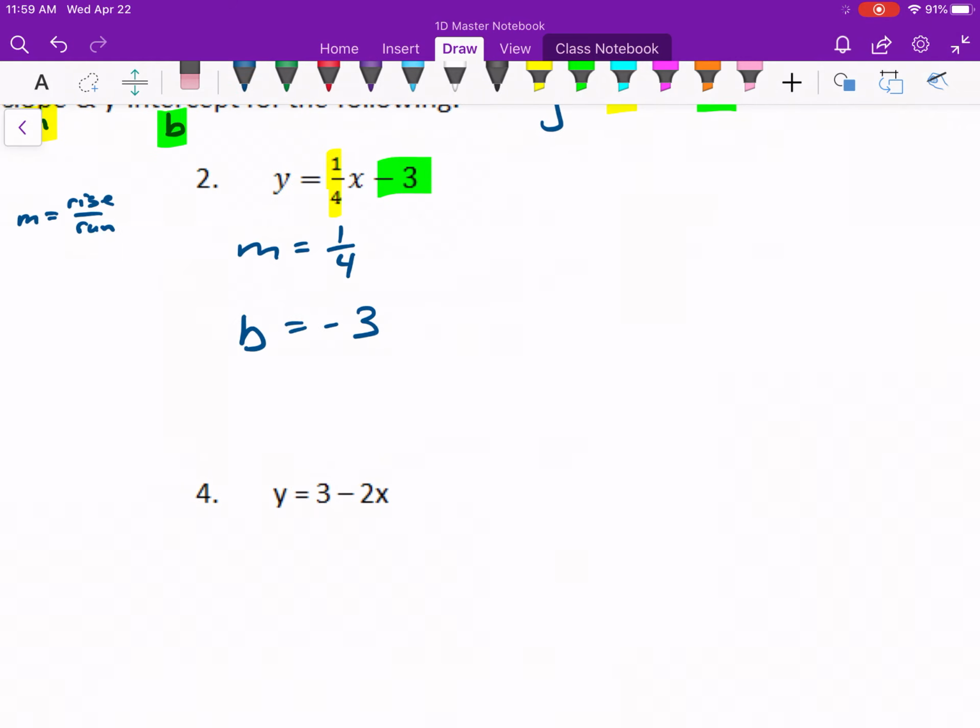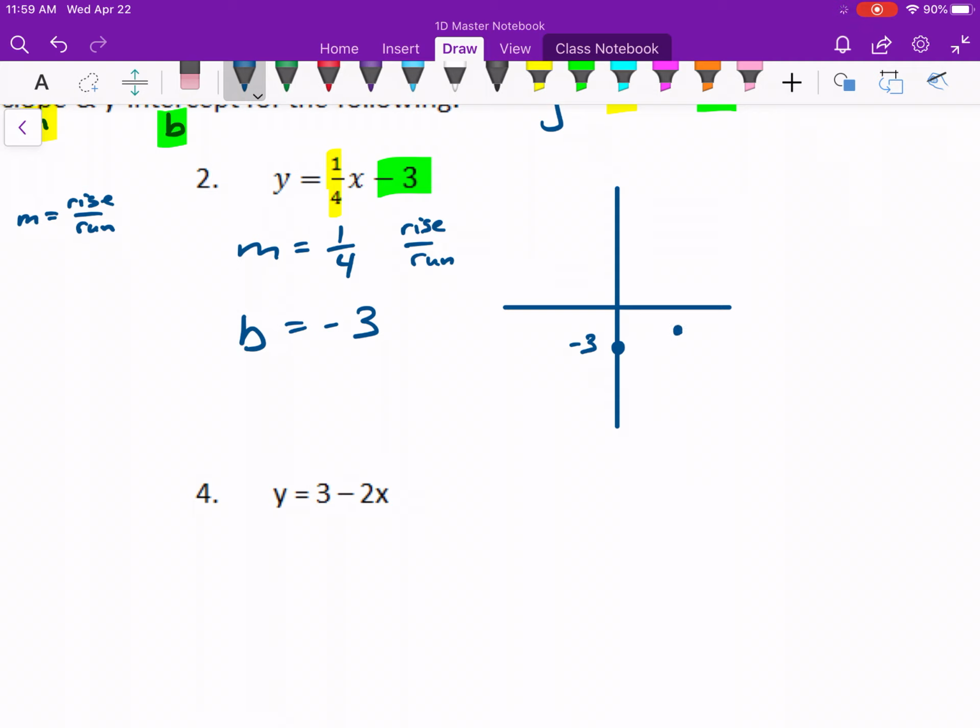example 2. We always start with the y-intercept. What's the y-intercept in this case? -3. Let's say that's down here. Negative means below the x-axis, right? Still on the y-axis though. So there's -3. Now my slope is 1/4. Rise over run. So from this point, it'll go up 1 and then 4 to the right.